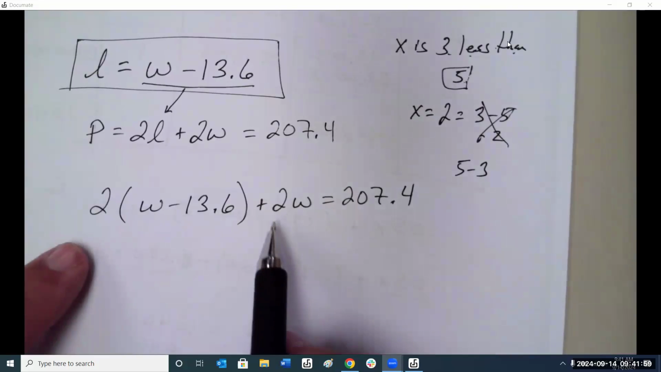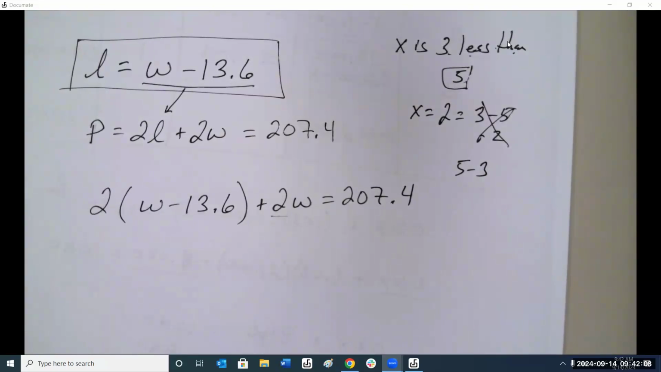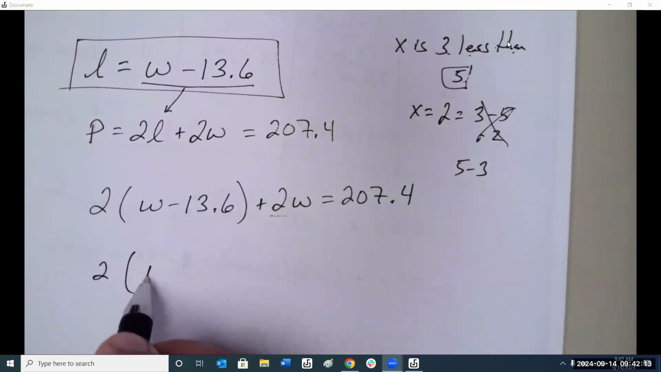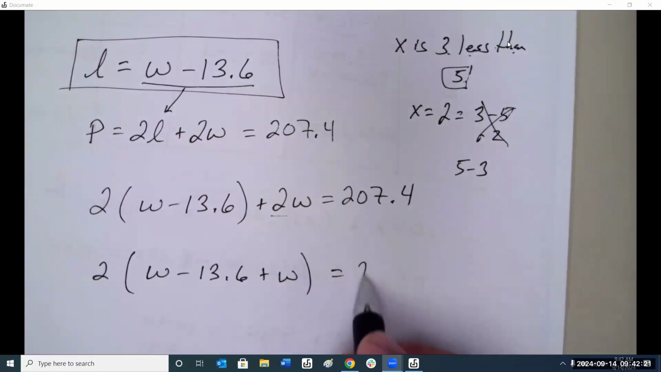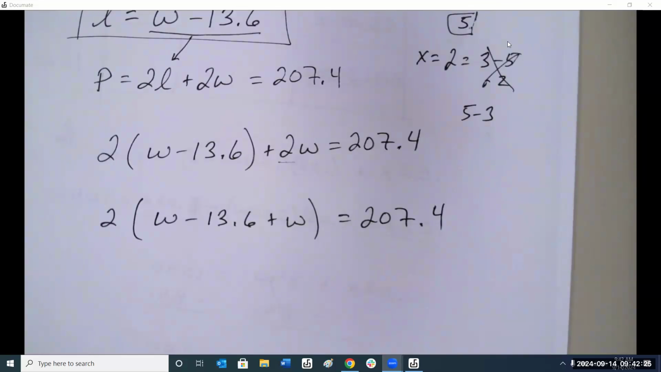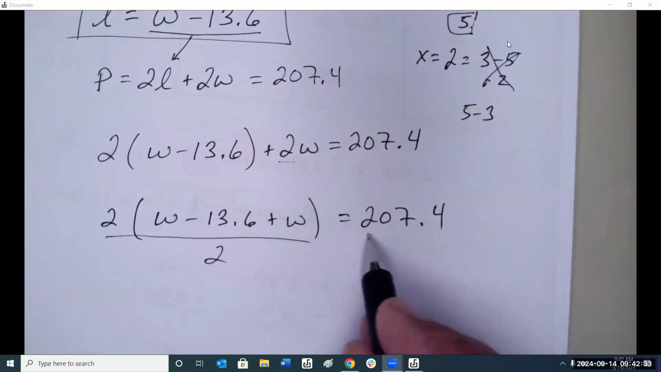Because both of these coefficients are twos, I can take them out in front. I can have 2 times (W minus 13.6 plus W). That's called factoring, taking out what's in common. Now, since it's in front, I can divide both sides by 2.